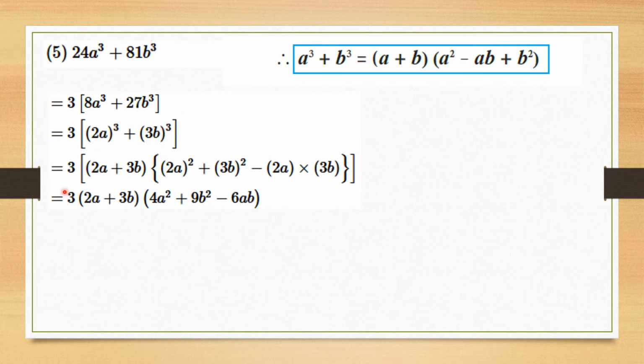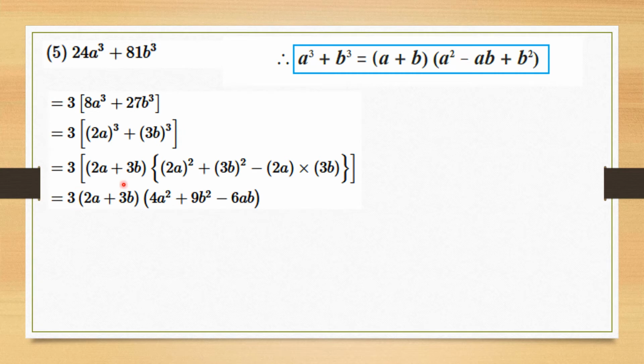Okay, so now we'll expand this using our formula. In the formula we have a plus b, so that is 2a plus 3b, into a square, so that is (2a) square, plus b square, so (3b) square, minus a into b, so 2a into 3b. Now we'll simplify it further.